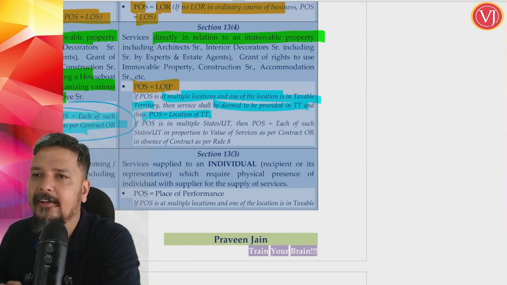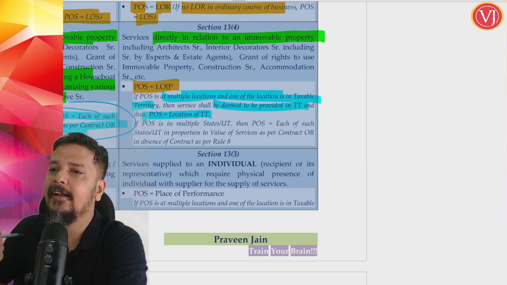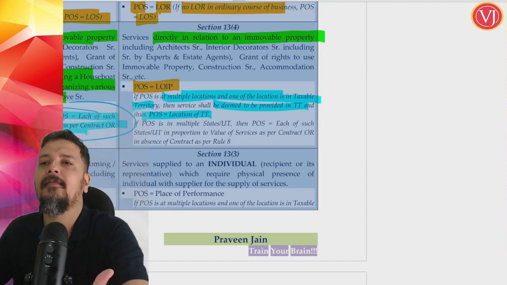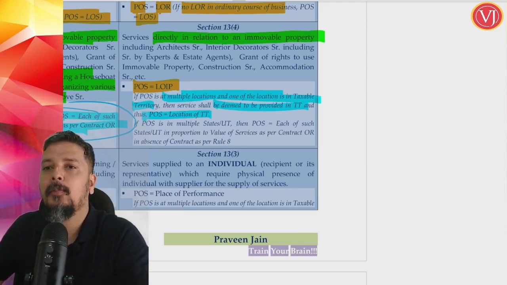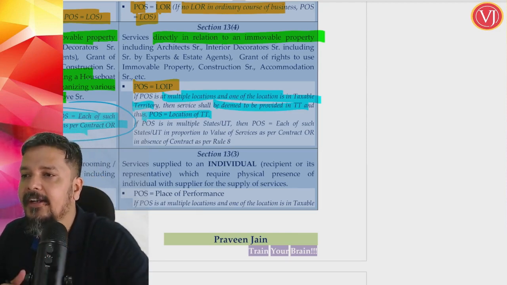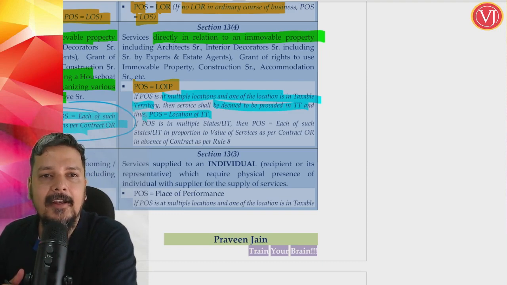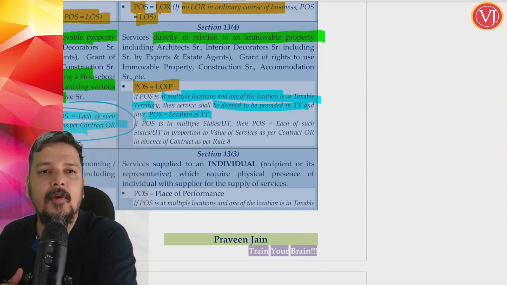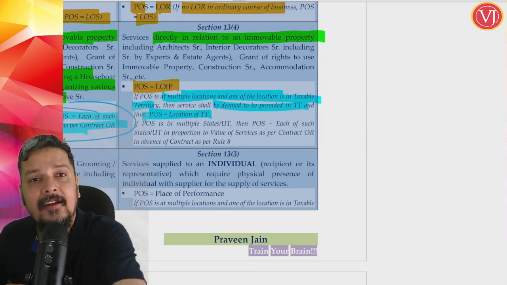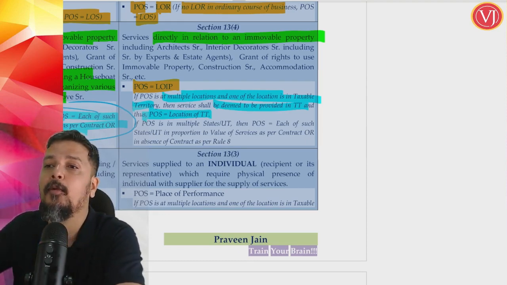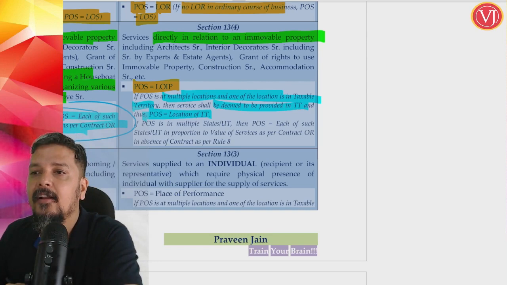First they make it very clear. If you get multiple answers, where a few answers are outside India, you are going for a trip where a particular property in the entire package, a few properties will be touching outside India, a few properties will be touching in India. Then they tell that forget about properties outside India, then we'll treat the place of supply as location in taxable territory. We'll forget about the immovable property outside India.